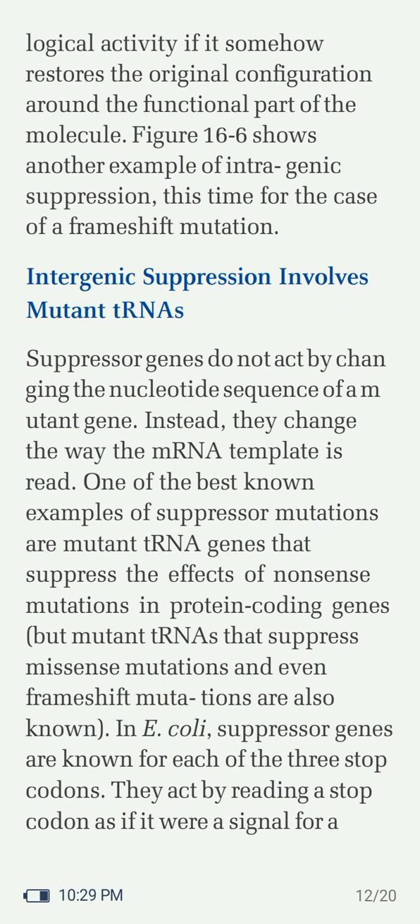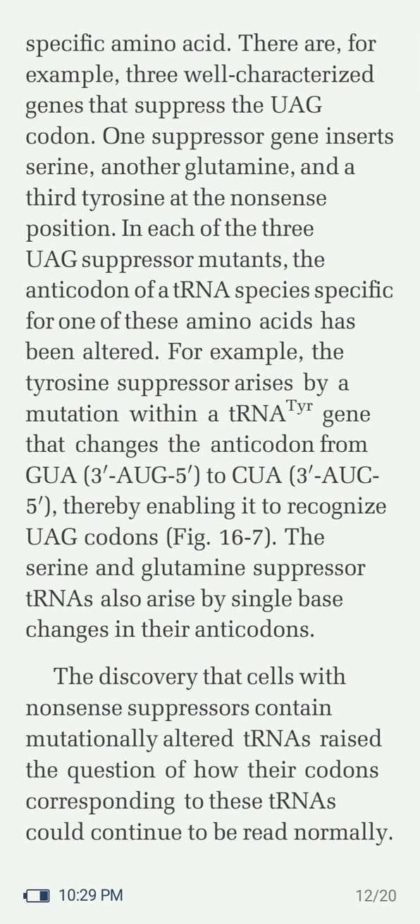In E. coli, suppressor genes are known for each of the three stop codons. They act by reading a stop codon as if it were a signal for a specific amino acid. There are, for example, three well-characterized genes that suppress the UAG codon. One suppressor gene inserts serine, another glutamine, and a third tyrosine at the nonsense position.